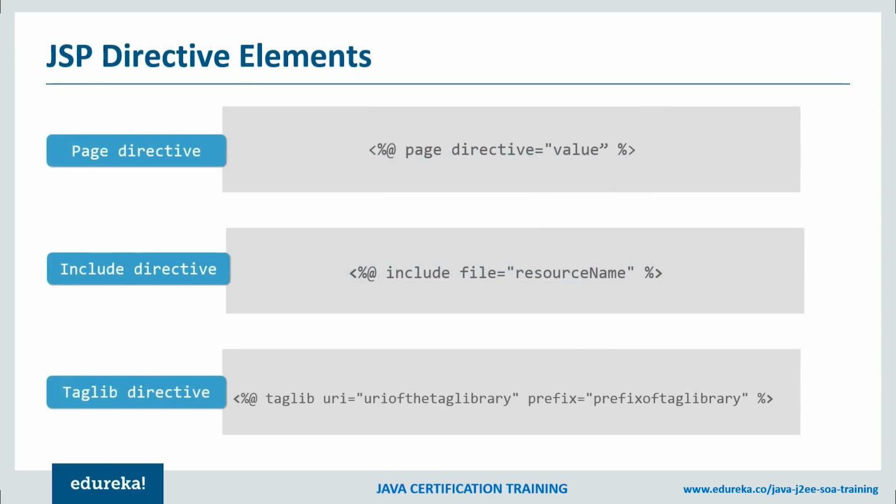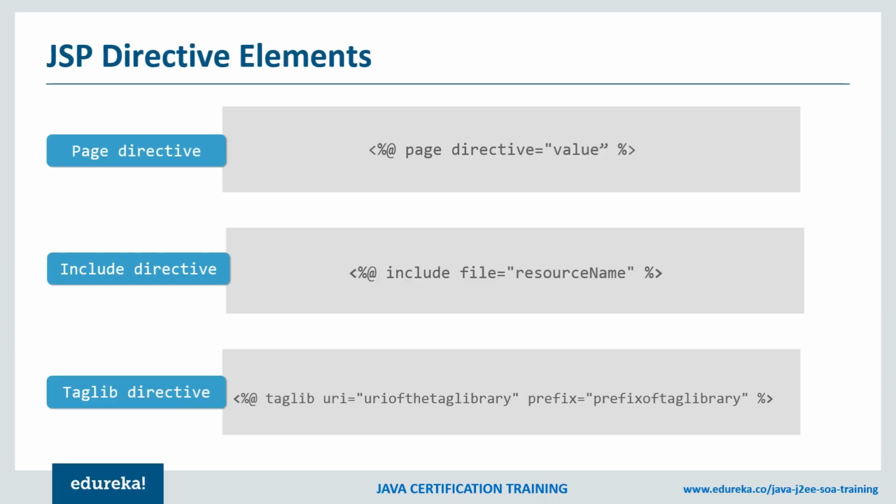So there are three types. One is the page directive, one is the include directive, and the last one is the taglib directive. In case of the page directive, it defines attributes that apply to an entire JSP page. And the syntax is very simple for the page directive. That will be page directive is equal to value.